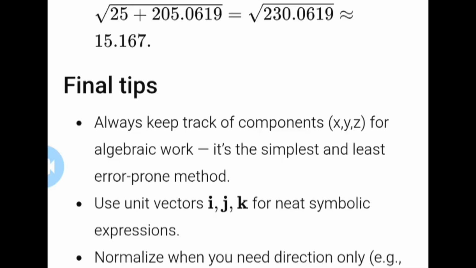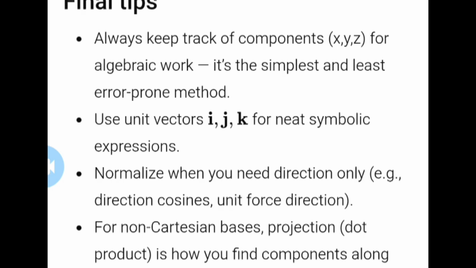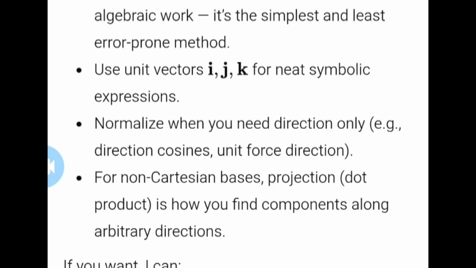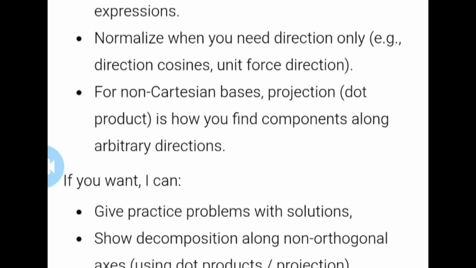Final tips: always keep track of components x, y, z for algebraic work. It is the simplest and least error-prone method. Use vectors i, j, k for neat symbolic expressions. Normalize when you need directions only. Example, direction cosines, unit force direction for non-Cartesian bases. Always remember the difference between Cartesian and polar coordinates. If it is polar, then it has a theta attached to it. If it is Cartesian, then it has axis values or axis components. Projection, the dot product, is how you find components along arbitrary directions.